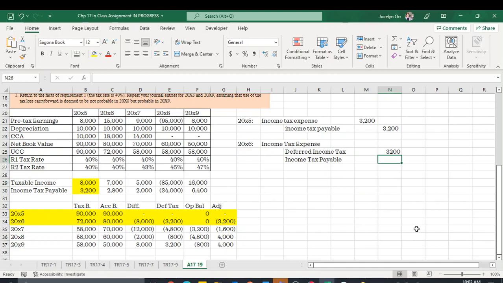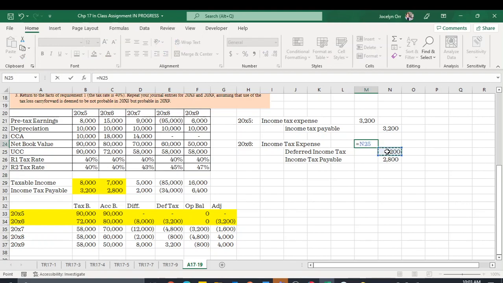My income tax payable is going to be what I calculated for 20X6 based on my taxable income of $7,000. Adding those two together, I'll get my income tax expense of $6,000.